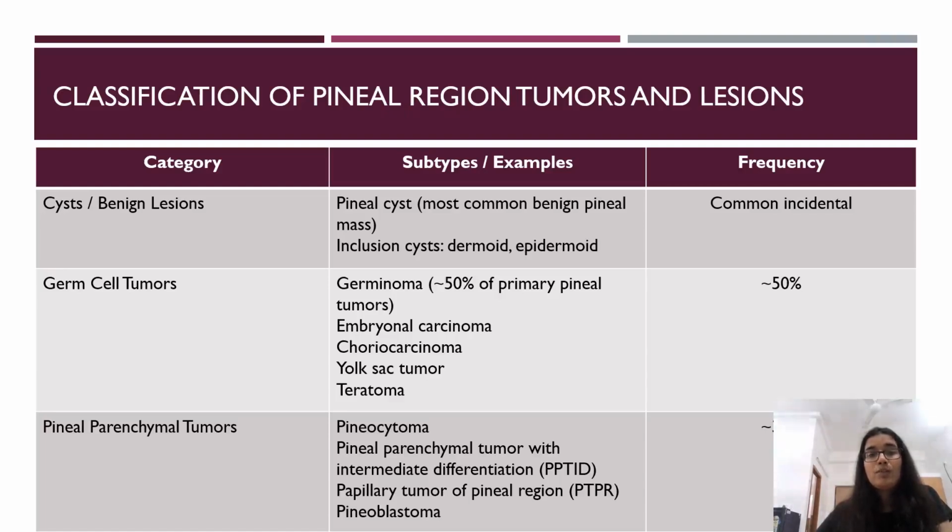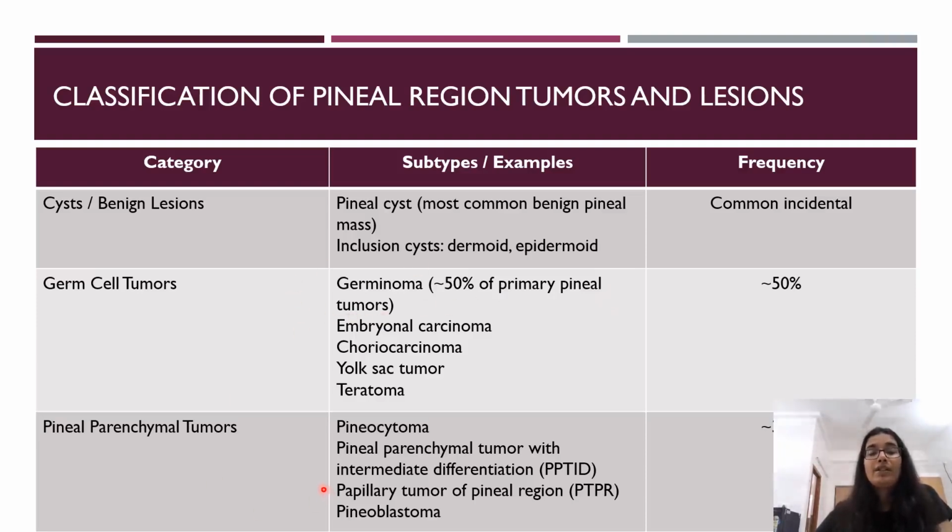Classification of pineal region tumors include cyst, germ cell tumors, pineal parenchymal tumor. Cystic benign lesions include pineal cyst, the most common benign pineal mass, and inclusion cysts such as dermoid and epidermoid. Germ cell tumors include germinoma, embryonal carcinoma, choriocarcinoma, yolk sac tumor, teratoma, and 50% of the primary pineal tumors are germinoma.